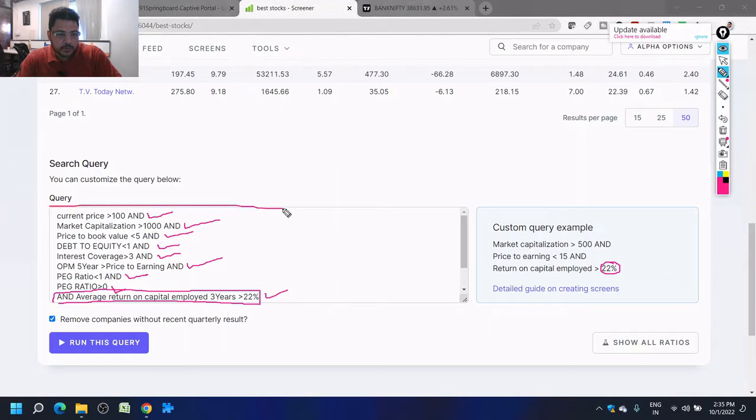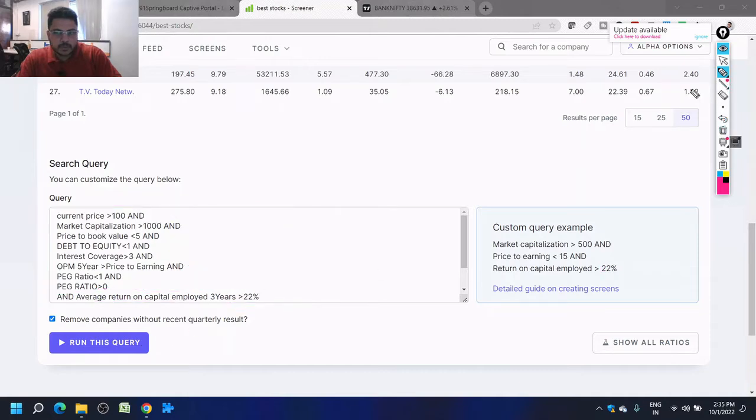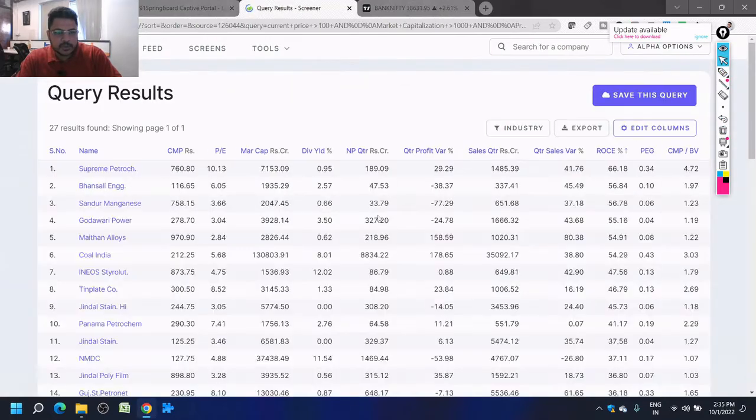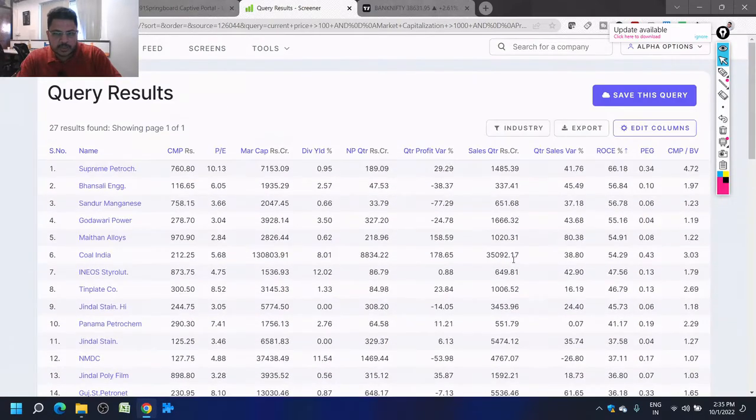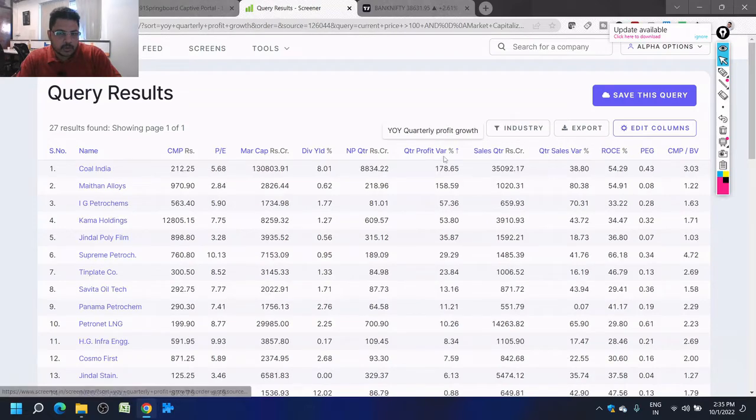If you want, you can pause the video, copy this, and create a screener for yourself on screener.com. It's a very simple thing, and once you run this query, you're going to get this list of 27 stocks. So now it's the same exercise. What we need to do is look at quarterly sales. Let's sort by profit variance. Okay, Coal India is there, Methane Alloys has been there.